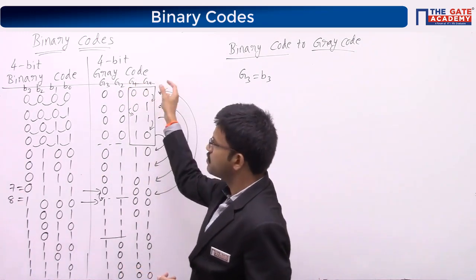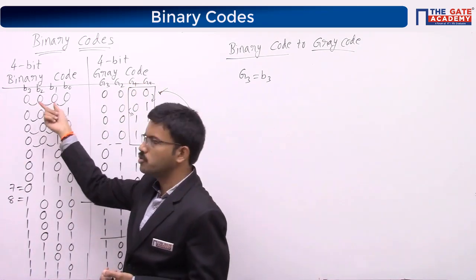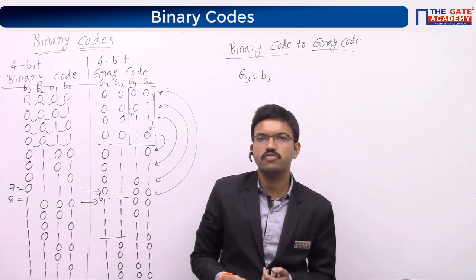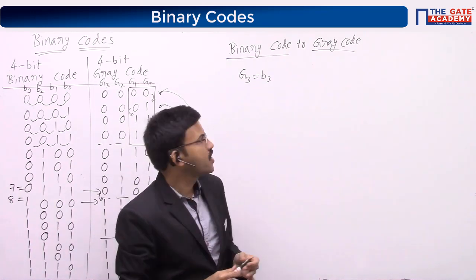How do I write the next bits of the gray code? By comparing two bits. If there is a change, the output is 1. If there is no change, the output is 0. Fine.